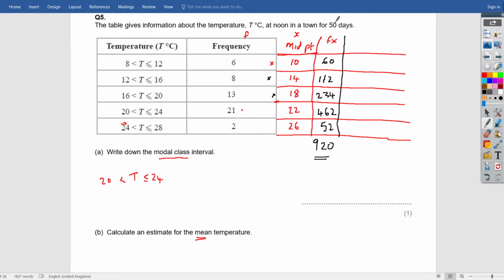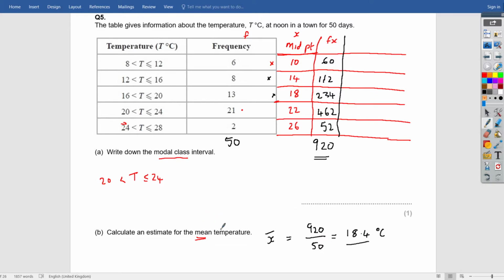So the total temperature in all those 50 days was 920. So the average temperature is going to be the total temperature sum from all those days divided by 50 days, how many days there are. So just do 920 divided by 50, which will give me 18.4 degrees Celsius in this case. Okay. So that's the average temperature in those days.